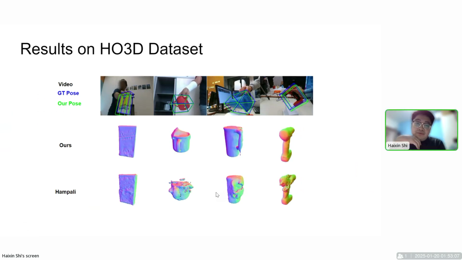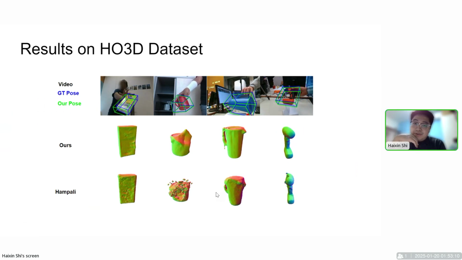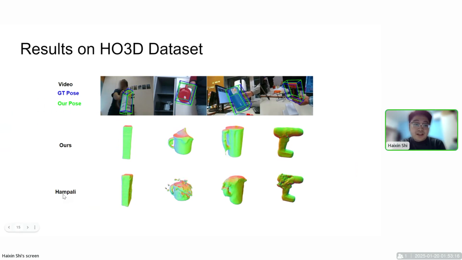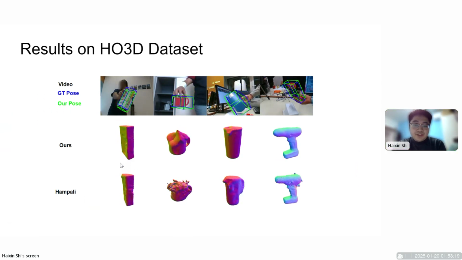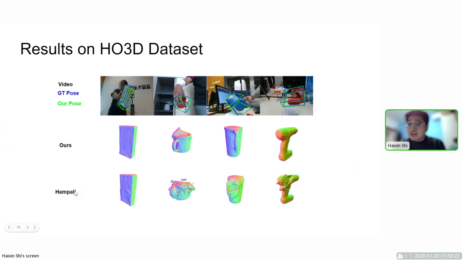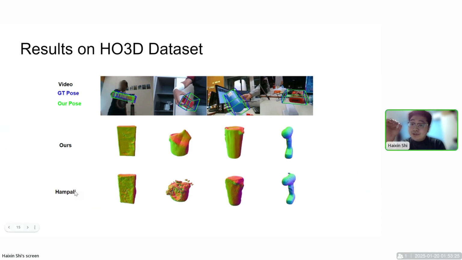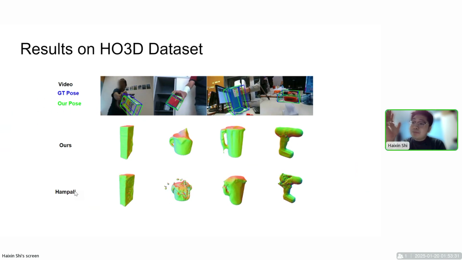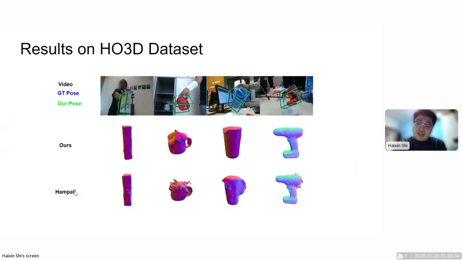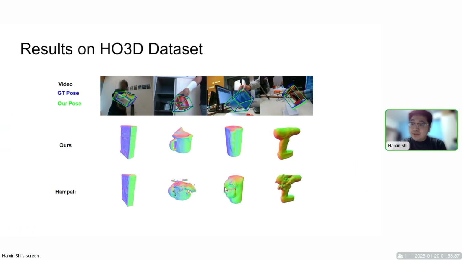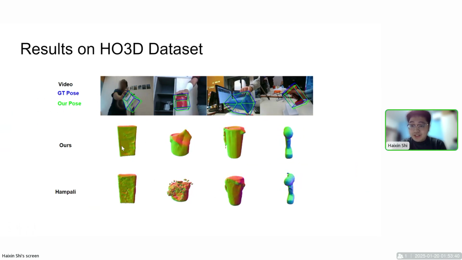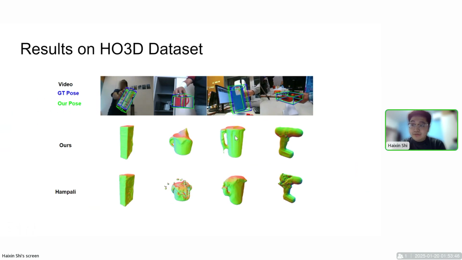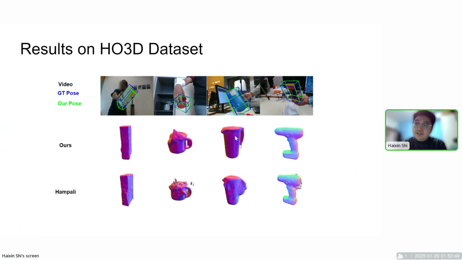Here are the visualization results on the public HO3D dataset. We compare our method with Hampali's method. You can see here that Hampali's method just splits the video sequence into multiple parts based on the object mask, and then does multiple independent optimizations. So they can generate bad results due to local optima. But we can deal with this kind of challenging sequence, even the textureless objects, very well, since we do the progressive optimization without segments.